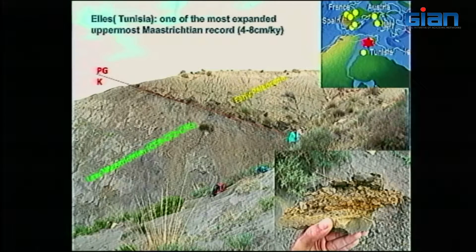This is probably one of the best sections in the world for the uppermost Maastrichtian, that's to say the last 500,000 years of the Cretaceous. And here you have a nice view of the KPG boundary, okay? This is the KT boundary, and you can see here, this is quite important, I will explain why.